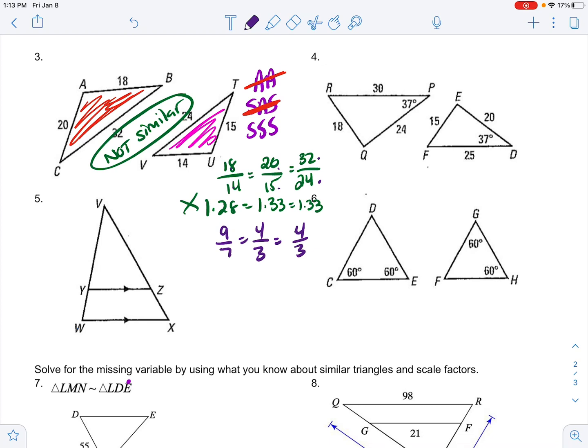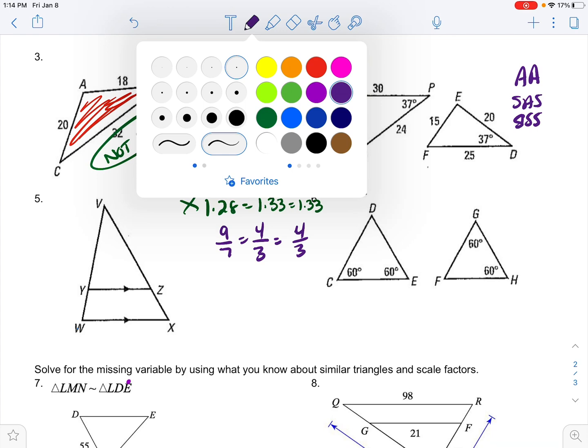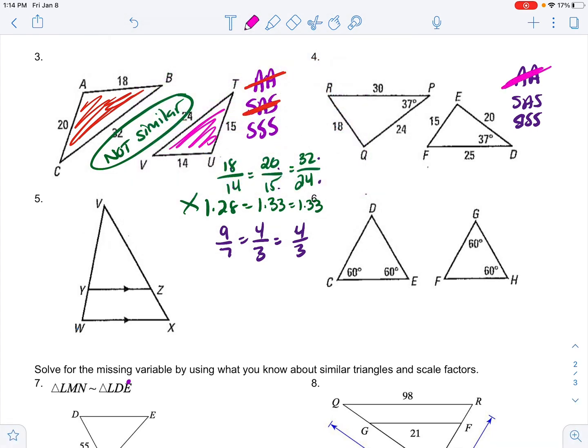Okay, next one. I have three options: angle, angle, side, angle, side, side, side, side. Do I know something about two angles in each triangle? Nope, so angle, angle's out. So I have two options for this one because I do have an angle in each triangle, so we could look at side, side, side. And I do have all three sides in each triangle, so you could look at side, angle, side, or side, side, side. All right, so let's do side, side, side first. No, let's do side, angle, side first.